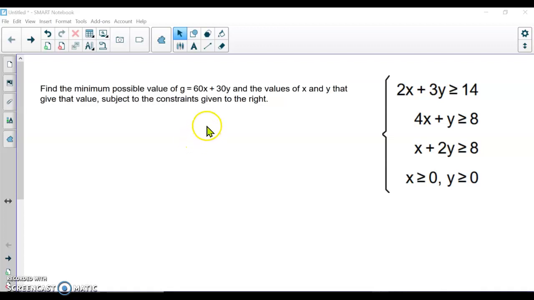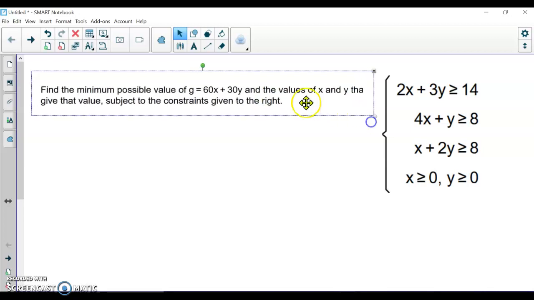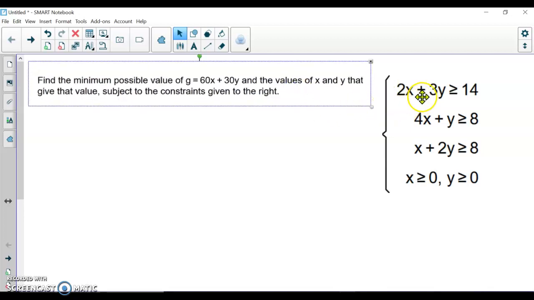Okay, so in this video we're going to do a process called linear programming, and it's called that because we have a system that's defined by multiple linear equations, or in this case linear inequalities, and then we have this objective function g, which in this case our objective is to find the minimum value of g.